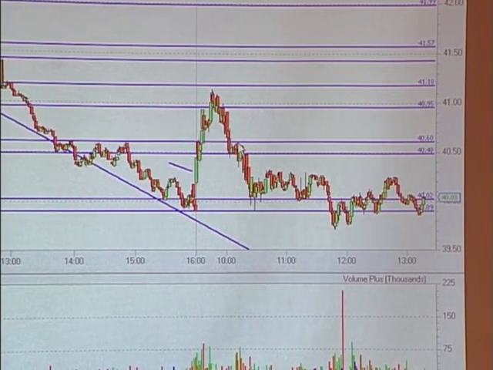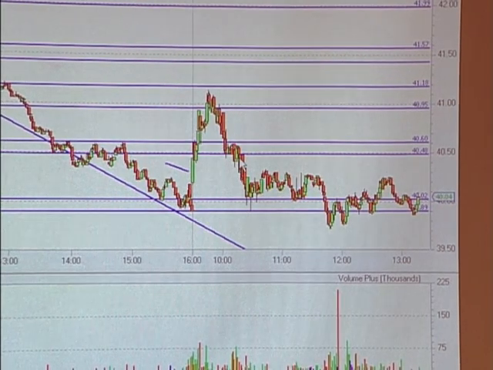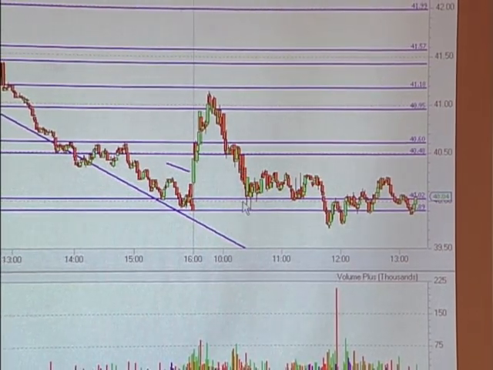If it went through, it retraces. It doesn't retrace very strongly. If it goes through this, could I add to my short or open another short? Absolutely. Then we'd be heading for this line.